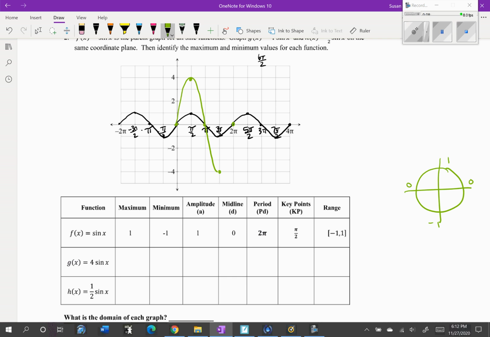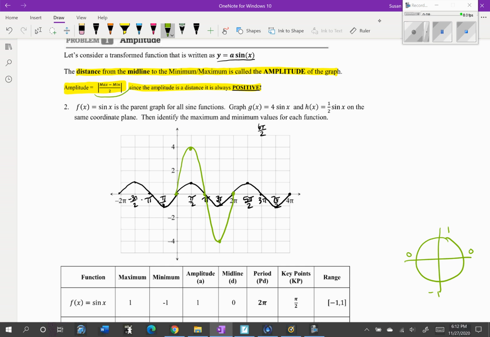So this would be my new graph, just one wavelength. Notice that for this, we have changed the maximum and minimum. So our maximum now is at 4. The minimum is -4. So that means that our amplitude, remember, is the absolute value of the maximum minus the minimum, divided by 2.